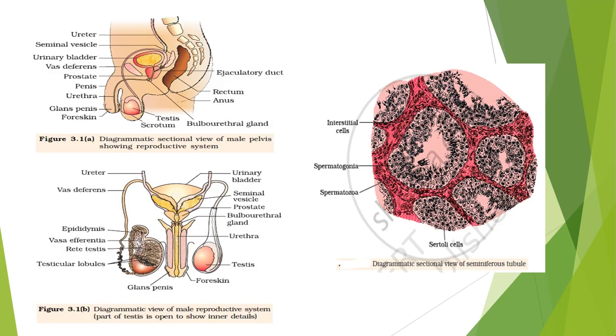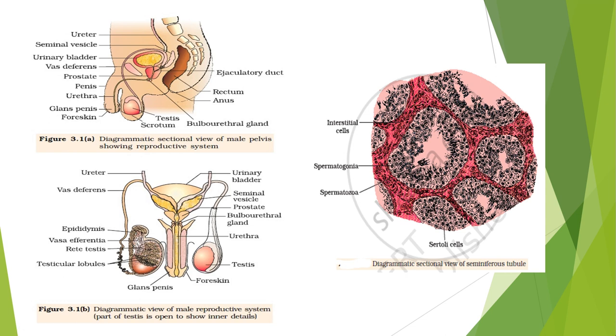The first diagram is a view of the male pelvis showing the reproductive system. Here the seminal vesicles are there, urinary bladder is there, vas deferens, then prostate gland is there. This is the penis, then urethra, which are both in one part. Foreskin is there, testes are there, scrotum is there. Anus is there, rectum. So this is the diagrammatic sectional view of the male pelvis.